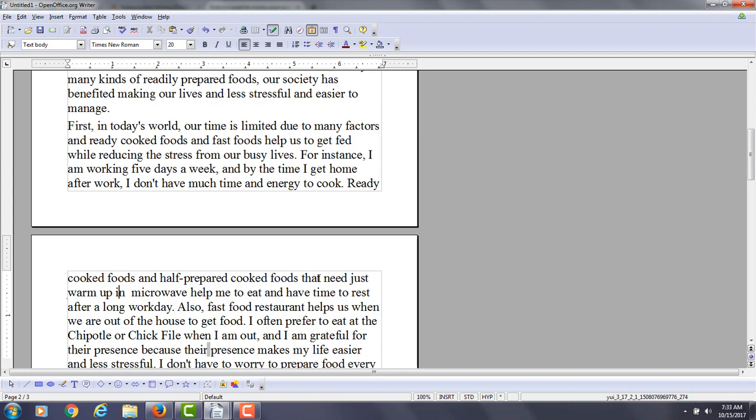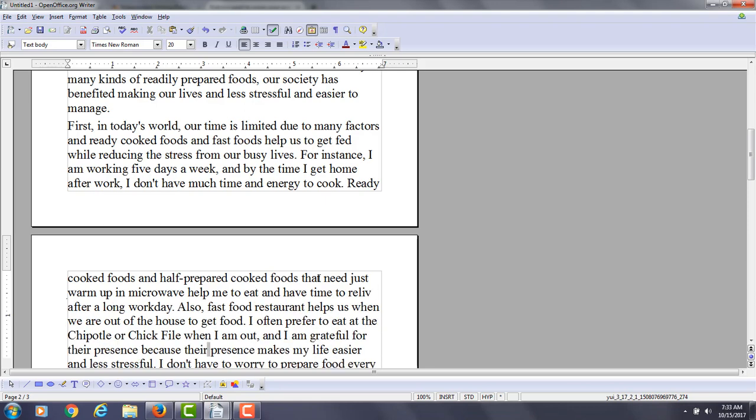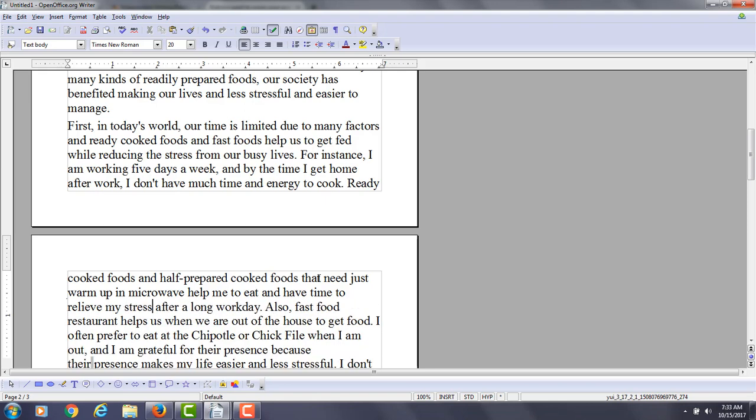a microwave help me to eat and have time to relieve my stress after a long workday. I'm putting this word in here because remember the purpose of your paragraph here based on your thesis and also on the topic sentence, right?